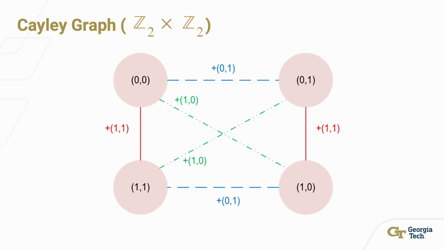So here's an example of the group Z2 cross Z2 and its Cayley graph. We can see here that we start with this identity element (0, 0), and we can act on it using any of these generators to get to another element in the group. So when we act on it by adding (1, 0), we get across here to (1, 0).